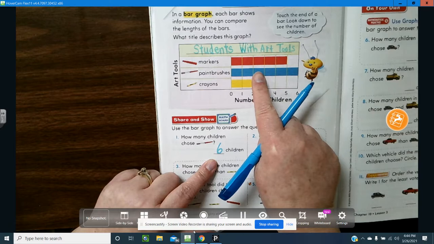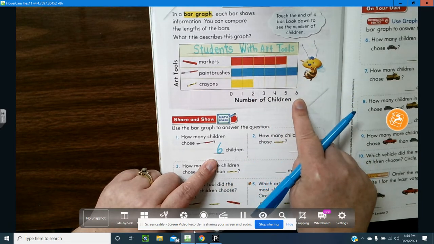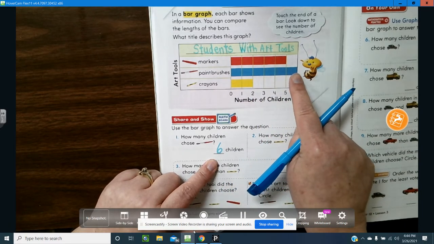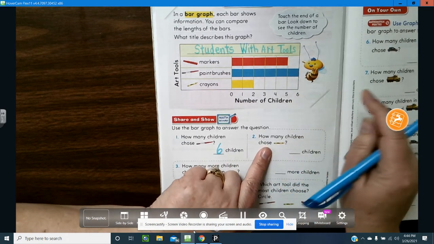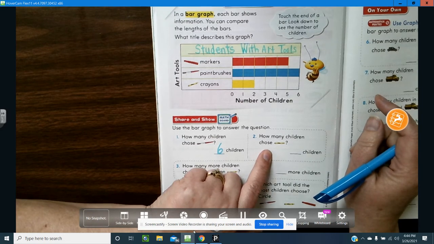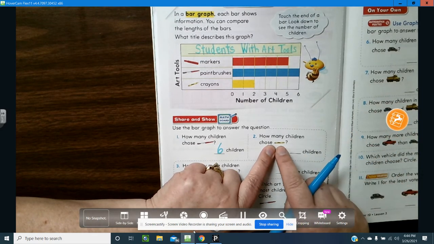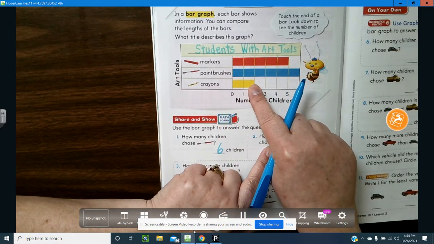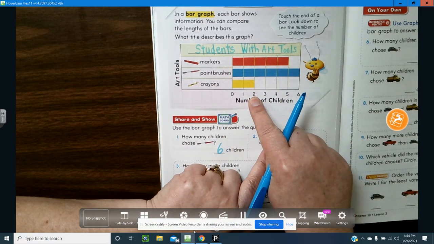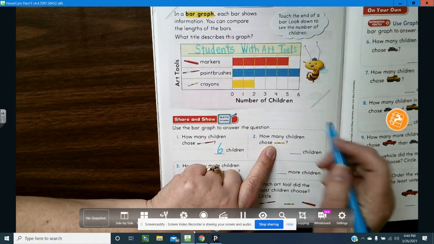Now I counted them this time, but on a bar graph you could look right down and see right where the bar stops. You could go down to the number and see how many. You don't have to count every time. How many children chose crayons? See that little crayon? It says crayons. So I could follow my bar to the end, go down and look, and it's 2. 1, 2.